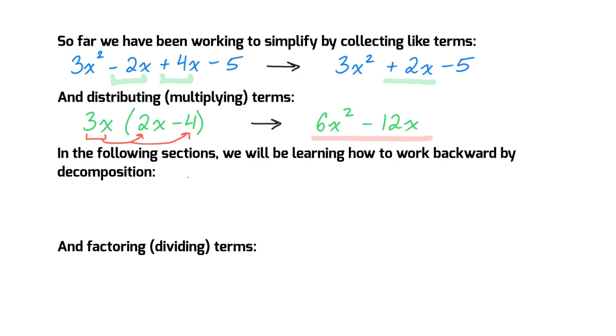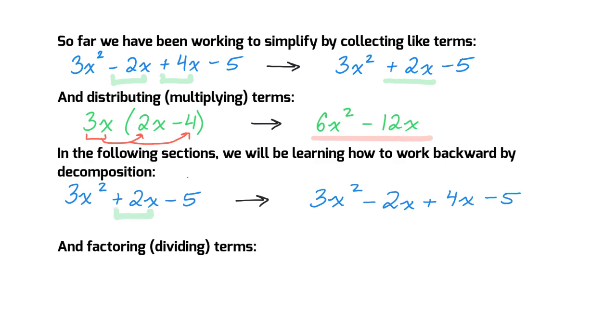In the following sections, we will be learning how to work backward by decomposition. Decomposition means we're going to be taking some of the terms that we have and breaking them apart, or decomposing them, into 2 different pieces. We're also going to talk about factoring, and another way to call factoring is dividing. When we are dividing polynomials, we follow the same rules as we did with distribution, grouping the terms with similar bases and numbers.